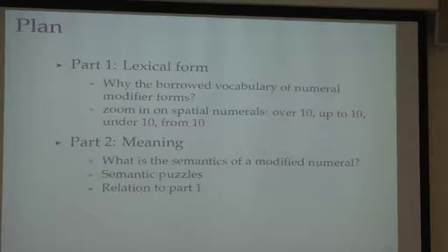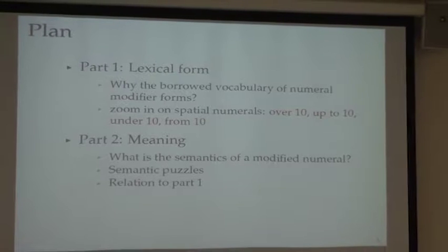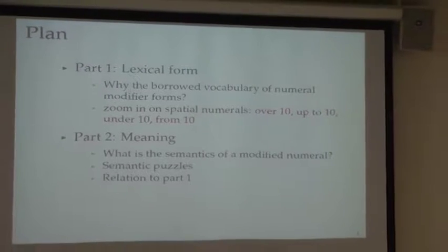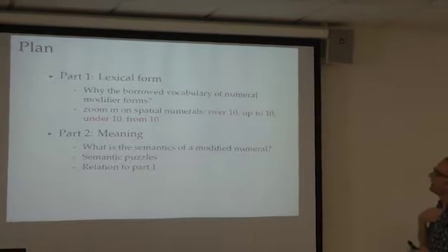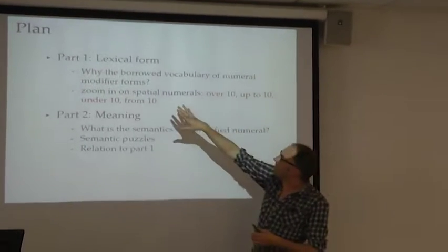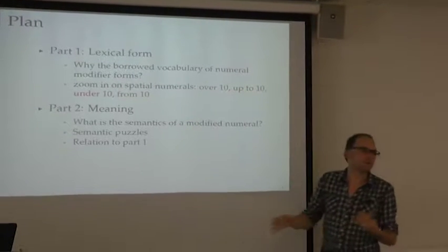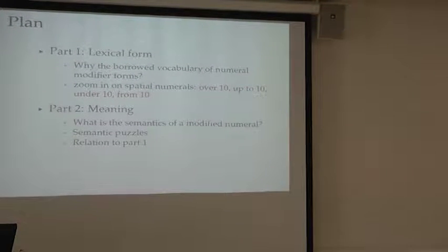And then in the second part, I'll say a little bit about the meaning of these things, and there will be an interesting connection between these two parts. So what is actually the meaning of something like over 10 or under 100? Yeah, and we'll see that the lexical form really matters here. So for instance, the difference between comparative and superlative morphology really matters to the semantics of a modified numeral. That's going to be one of the claims that I'll make. Okay.